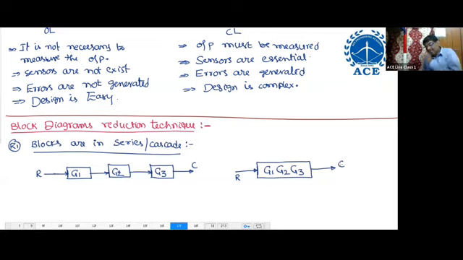Blocks in series means the equivalent block gain is the product. Whenever blocks are in series, remember that it should be multiplied. But in between there should not be any take-off point. Just directly connected, that is the product. Next.